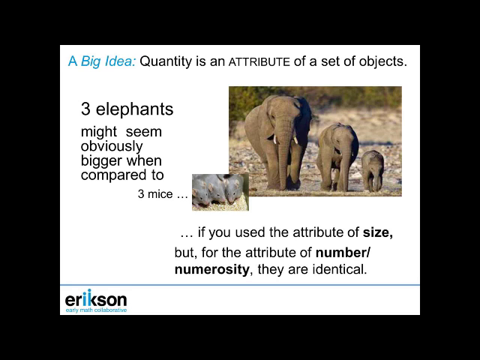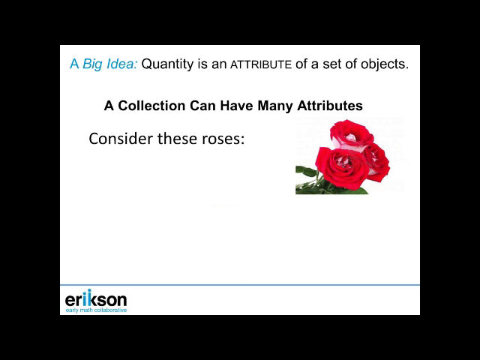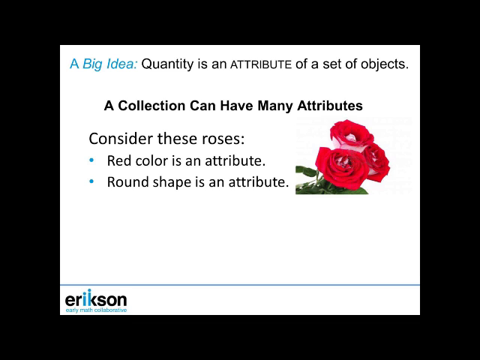We're going to keep talking a little bit more about that and have another illustration here about the attribute of a set of objects that we're looking at. And this is something that got brought up in people's questions, that it's a descriptor or adjective, and it's not the only thing. So if we think about this picture of roses, what attributes does this collection of roses have? Red color is an attribute that we could use to describe this collection of roses. Round shape is another. Sweet smell is yet another attribute.